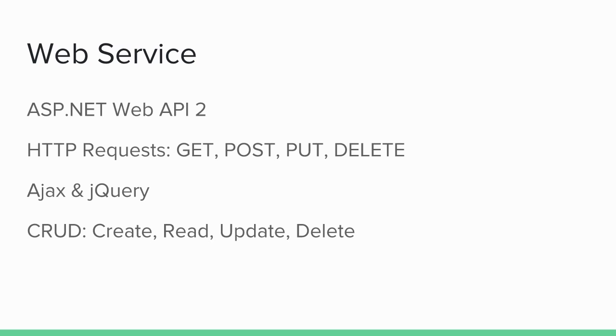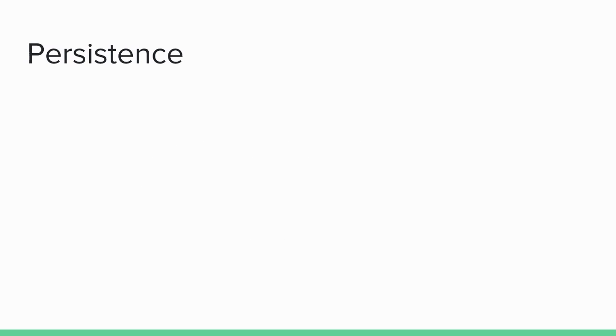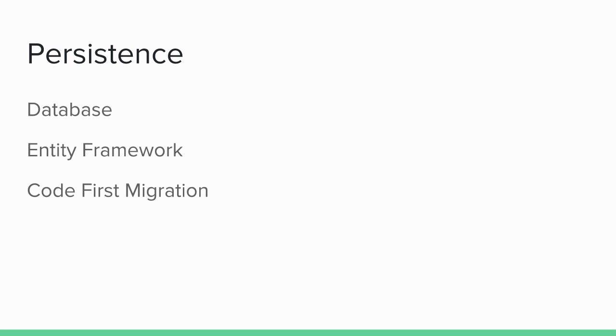In this section, you will finally learn how you can save all the shopping lists and items persistently in a database. We do that with the help of Entity Framework and the so-called code-first migration. After these 3 sections, you will be able to build your single-page application from start to finish completely by yourself. But it doesn't stop there.